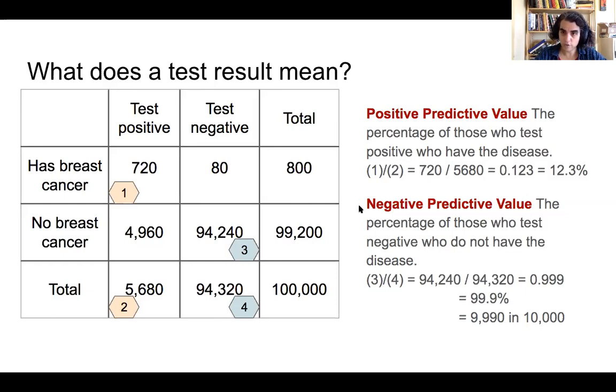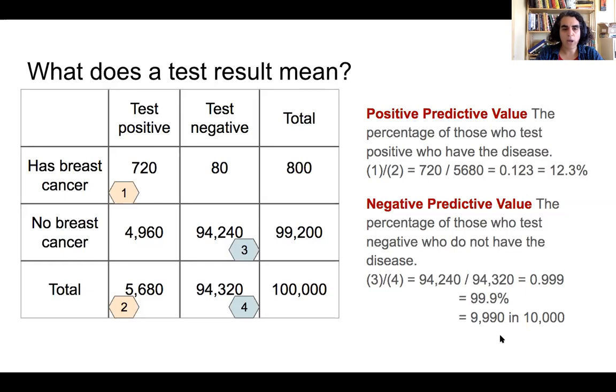Well, to find the negative predictive value, how likely are you to be fine if you test negative, you would take the number of women who have no breast cancer and tested negative and divide by all the people who tested negative. So it'll be 3 here over 4. And if you do that, you get 0.999. 99.9% of women who tested negative are actually just fine. So a positive mammogram, you're still fairly unlikely to have breast cancer. Positive mammogram, probably fine. Negative mammogram, almost a guarantee that you are healthy.